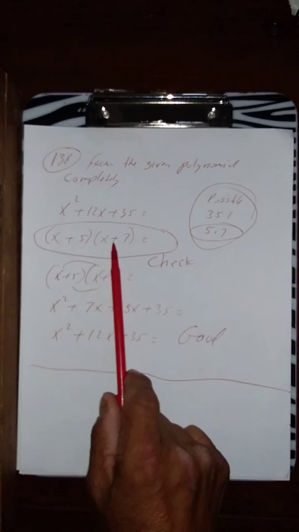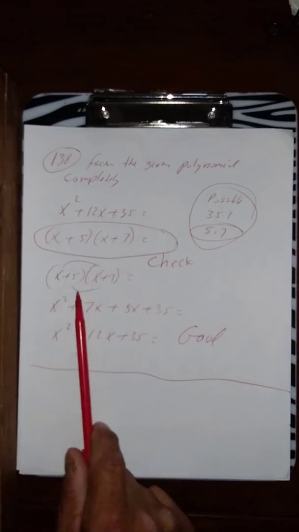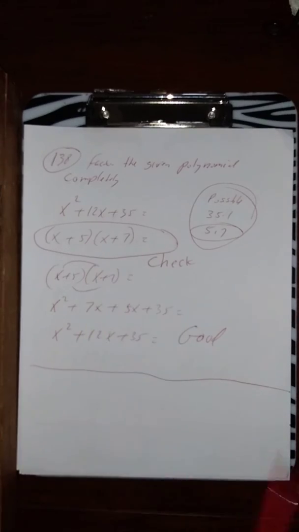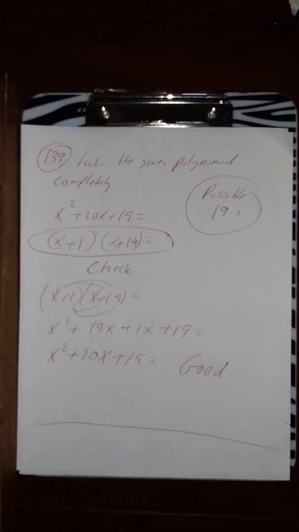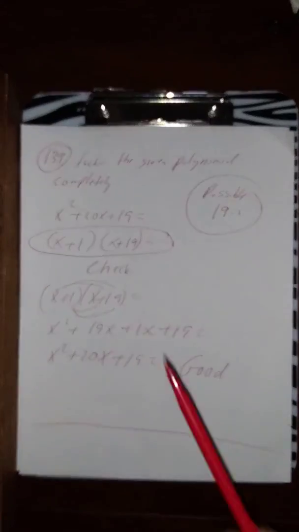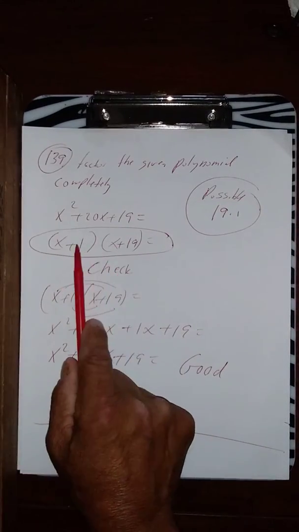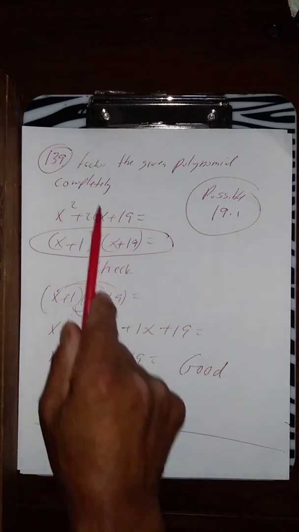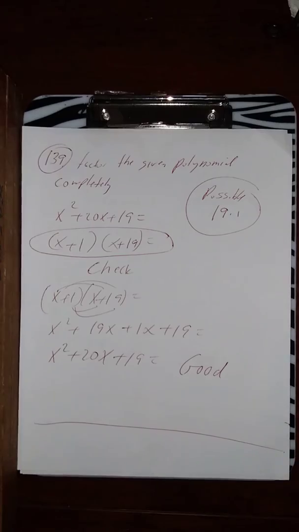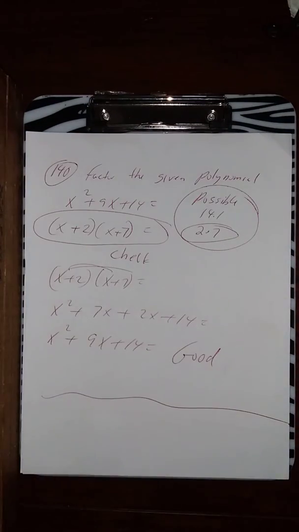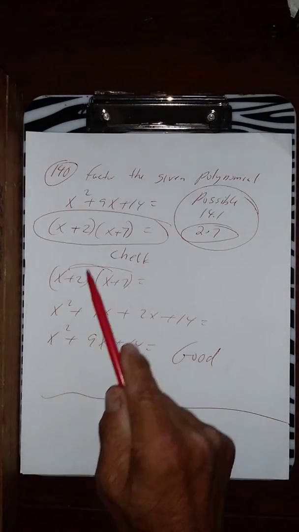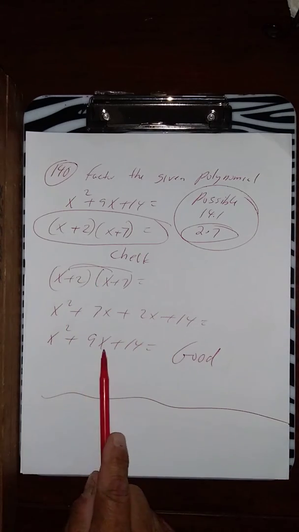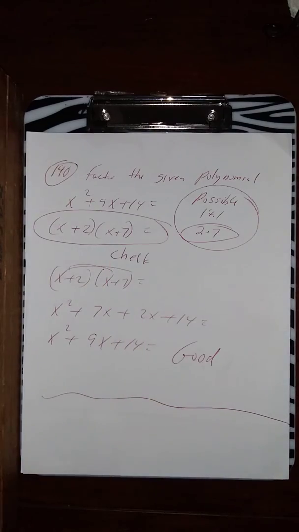Is this x plus 5, x plus 7? Is this one? Let's see. X times x, x squared. That's going to be 7x, 5x, 35. Yes, that works. X plus 1, x minus 19. Does that work? That's going to be 19x, 1x, 20x, 19 at the end. Yes, that works also. X plus 2, x plus 7: x squared plus 7x plus 2x plus that. That's going to be 9x in the middle. Yes, that works.